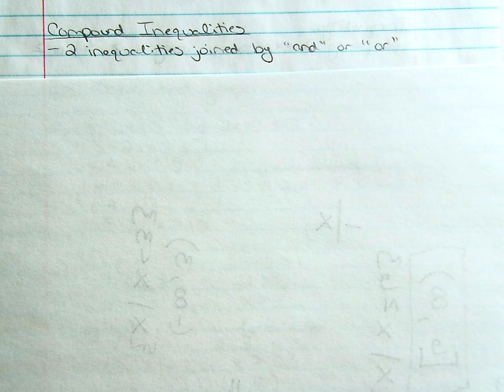So compound inequalities are where you have 2 inequalities that are joined together by either the word and or the word or. There's really 2 different kinds of operations that we sometimes think about when it comes to joining inequalities together, and it's using the and the or. If you use and, then what you're actually talking about is the intersection of sets. If you're talking about or, then you are talking about the union of sets.